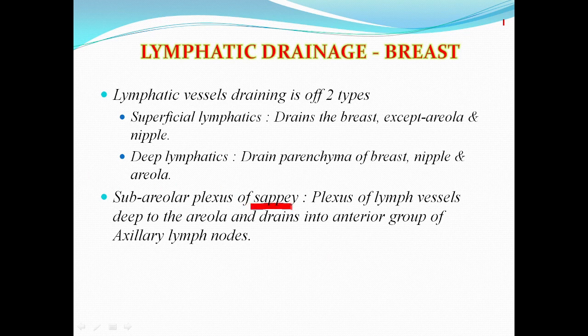At the same place, you identify a plexus of lymphatic channels called the subareolar plexus of Sappey, a name to be remembered. They drain the mammary gland, and finally they end at the level of the axillary group of lymph nodes in the axilla, to be remembered.